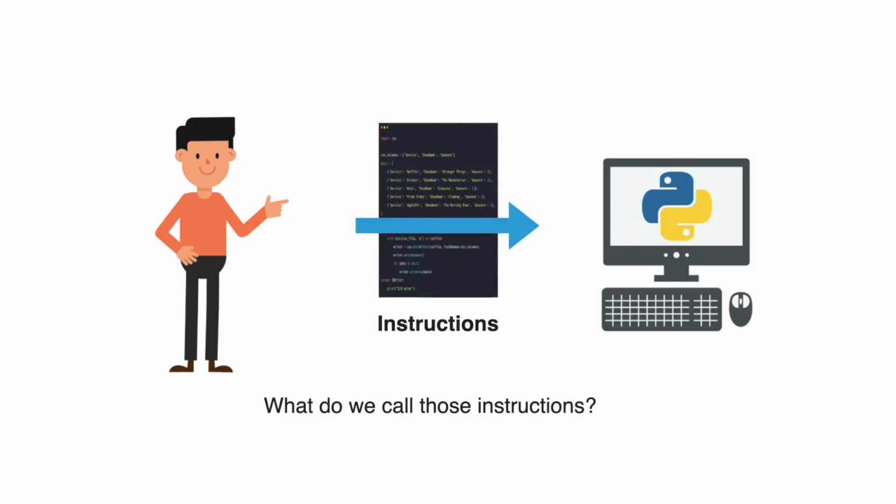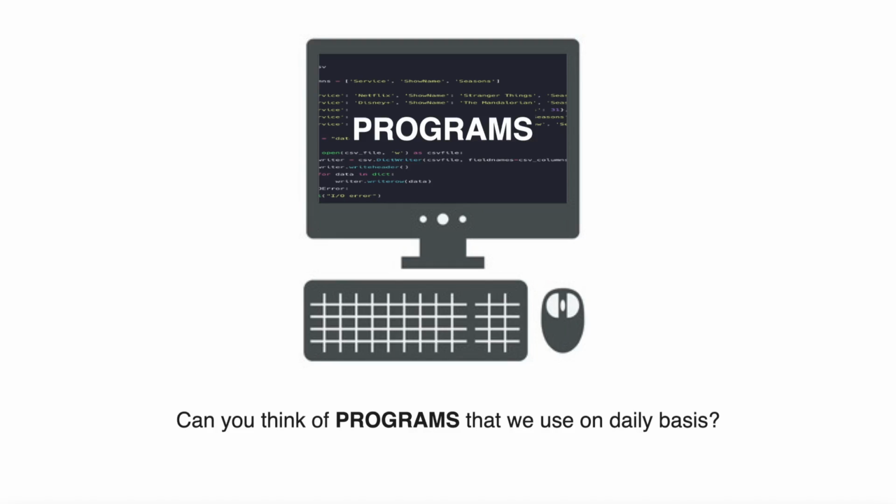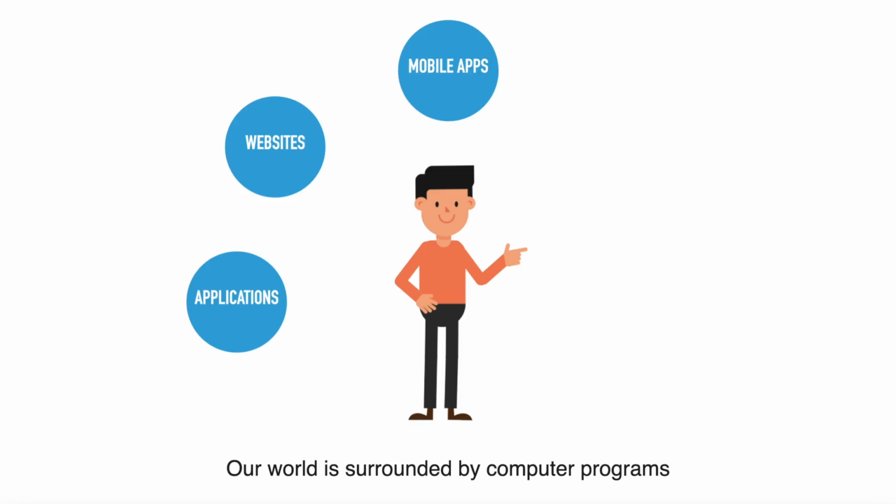Can you tell what do we call those instructions? These instructions are called programs. They're also called code. These programs do certain things for us. Can you think of programs that we use on daily basis? Our world is surrounded by computer programs.